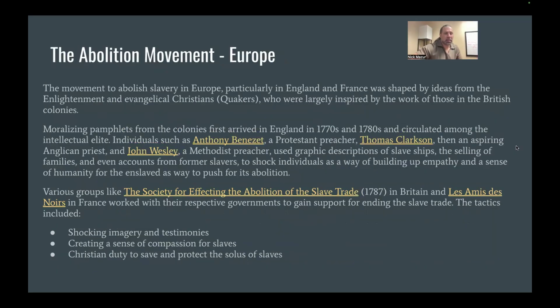And what's interesting about it is that what was developing in the United States in terms of documenting slavery, recording the stories of former slaves, publishing this, having speeches, right, making friends with people who are in power, they did the same thing in Europe. And the use of shocking imagery, testimonies, trying to develop a compassion for this, these were very effective, but they weren't effective in actually getting people to move on ending slavery.